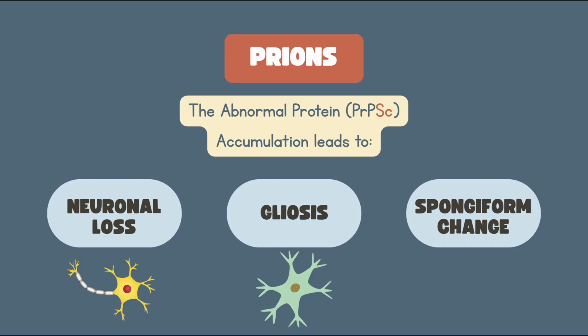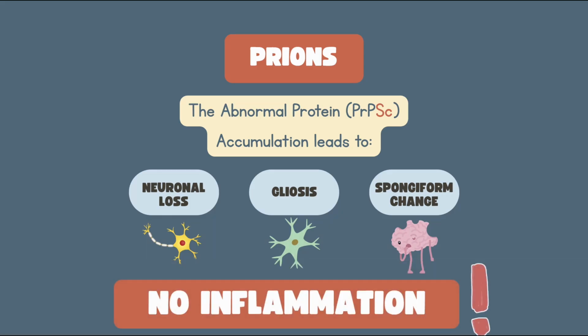Now, the last characteristic that we can see is spongiform change. The word spongiform just basically means that the brain starts to look like a sponge under the microscope. So we start to see a bunch of tiny holes in the brain. Now, an important point to remember is that there is no inflammation caused in prion diseases. We do not see any inflammation.